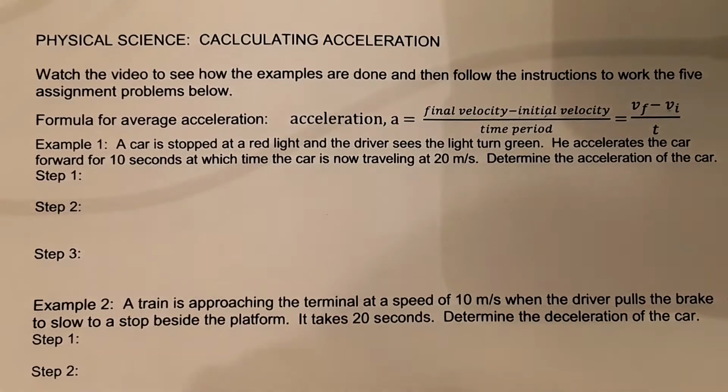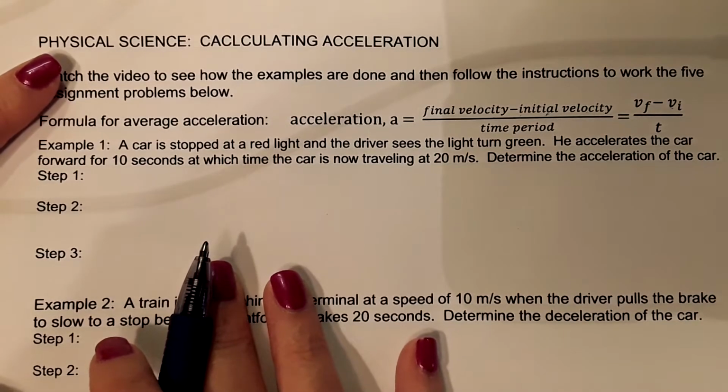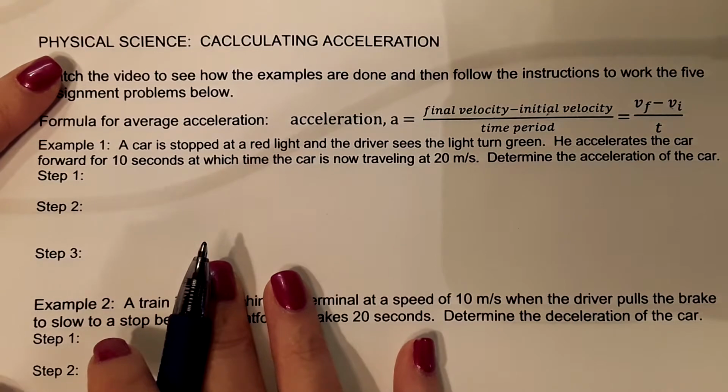So, here we go. The first example says, a car is stopped at a red light and the driver sees the light turn green. He accelerates the car forward for 10 seconds, at which time the car is now traveling 20 meters per second. Determine the acceleration of the car.